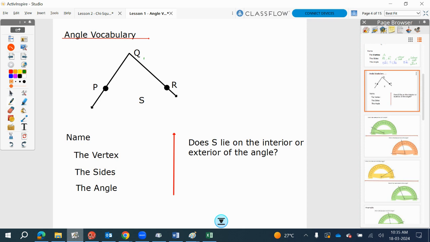Okay, let's look at our answers. So where is the vertex? Q. What are the two sides? QP and QR, and they're rays. What about the interior angle? RQP. I always like to put them in order, but RQP would be correct. I would call it PQR. Does the point S lie in the interior or exterior of the angle? In the interior. So it's in the interior space.